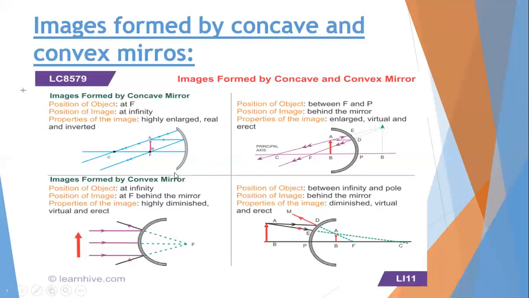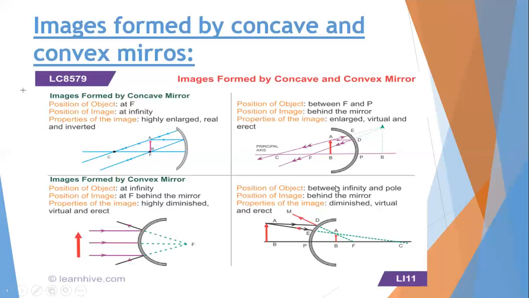Now, image formed by a convex mirror. In a convex mirror, if the object is placed at infinity, the reflected rays diverge, and if we extend them behind the mirror, they intersect at a point that is called the focus. It is always found behind the mirror, highly diminished, that means very small, and its nature is virtual and erect.